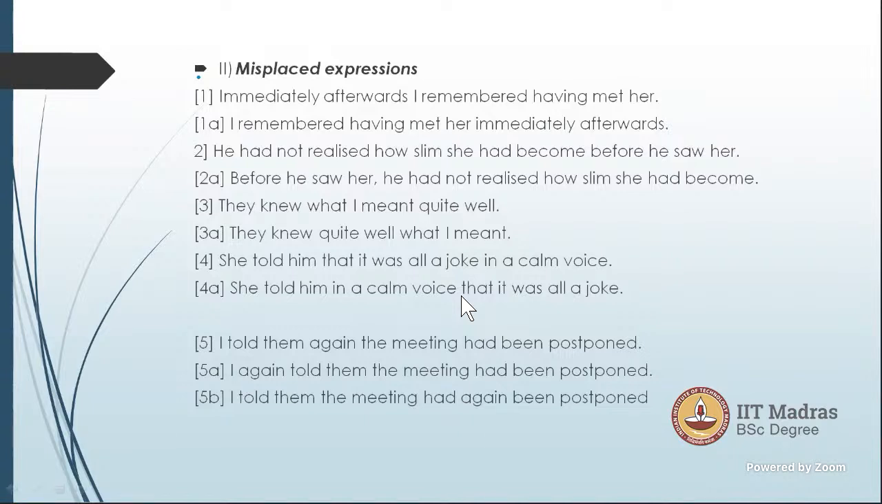Is there a different meaning? Yes, I see. I told them the meeting had again been postponed. Hence, the meeting has been postponed for the second time. While in the earlier sentence, it shows that you have repeated that statement that the meeting has been postponed. So expressions, when placed in different places, are going to take on different meanings.